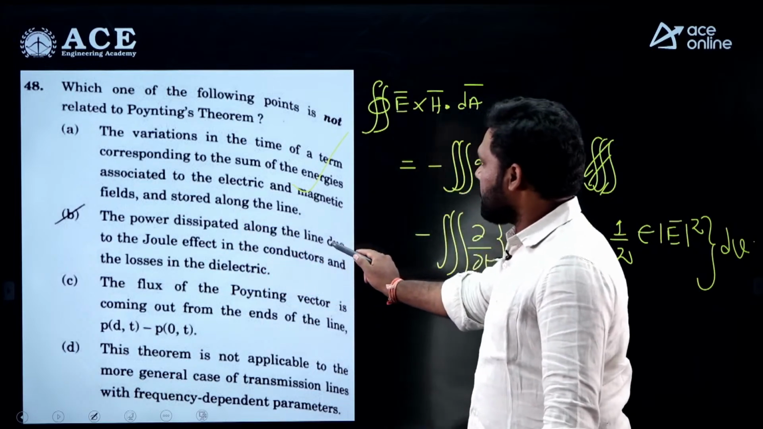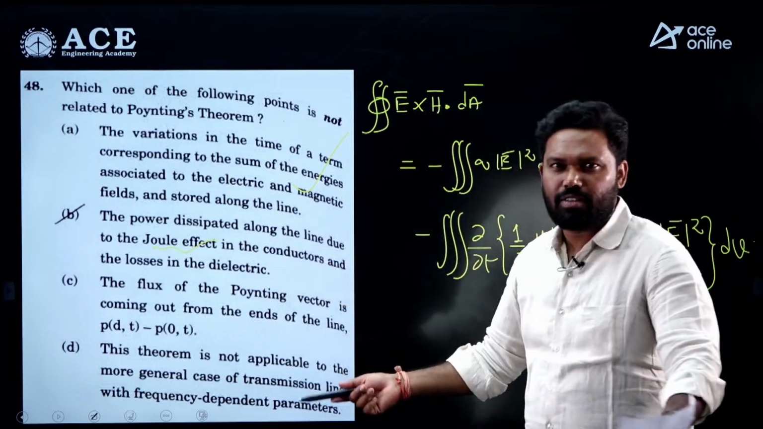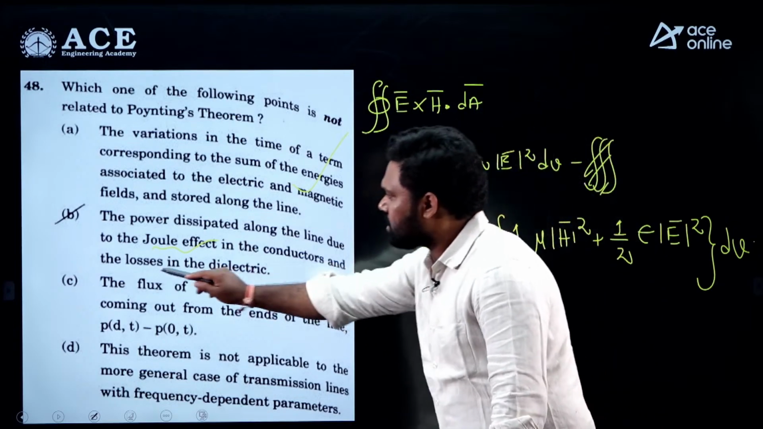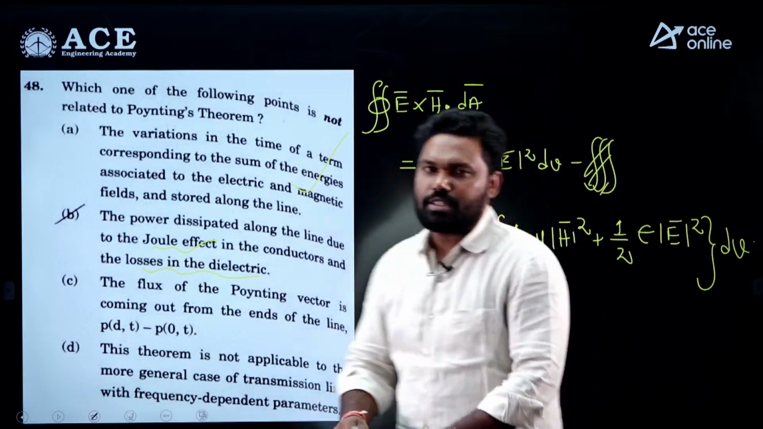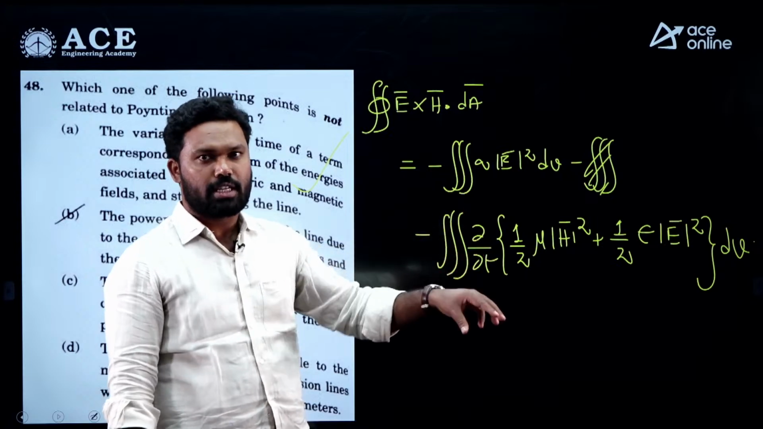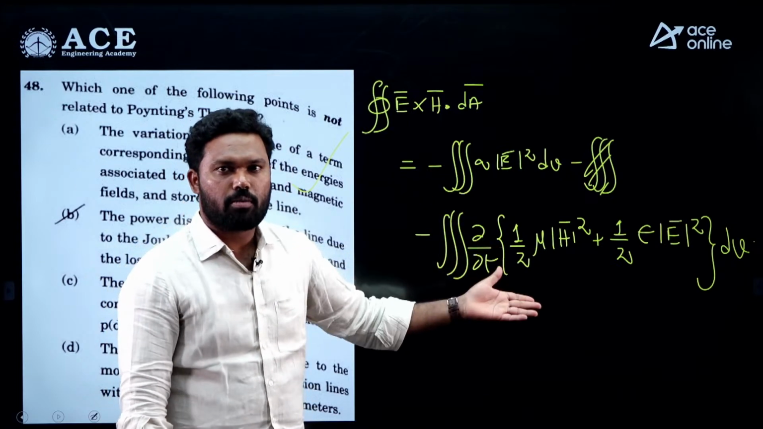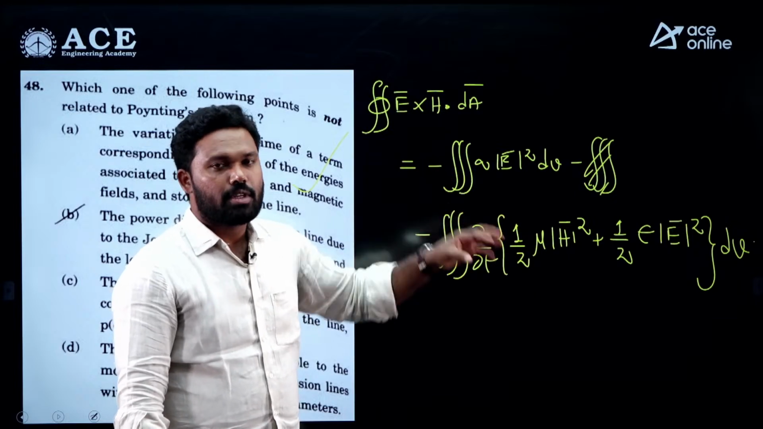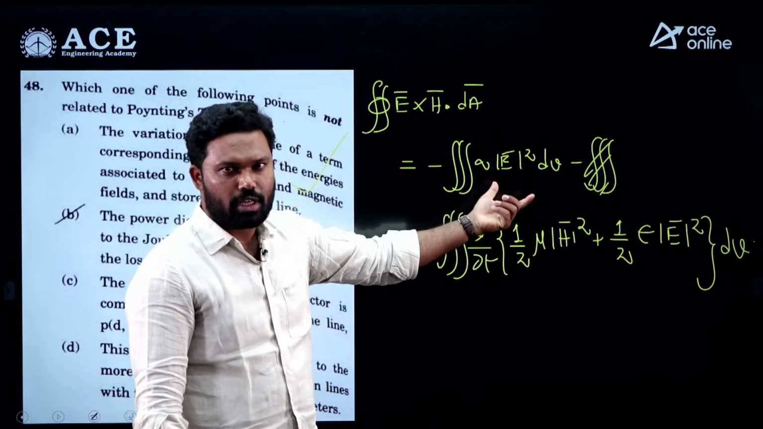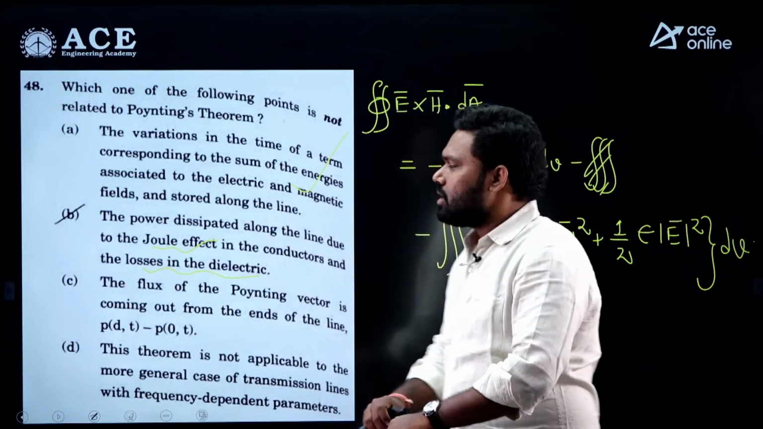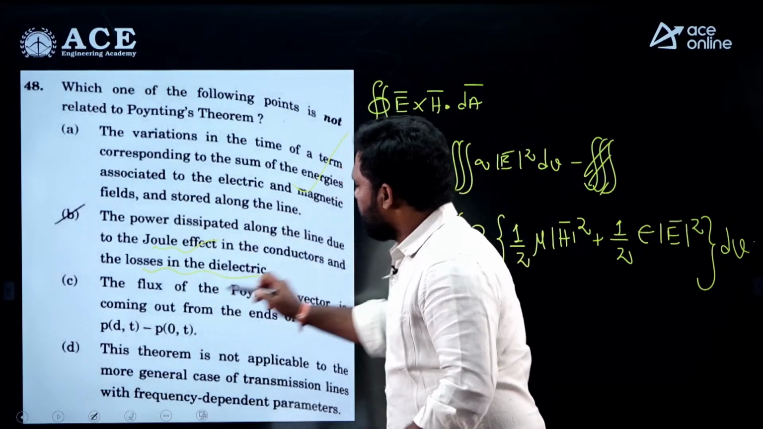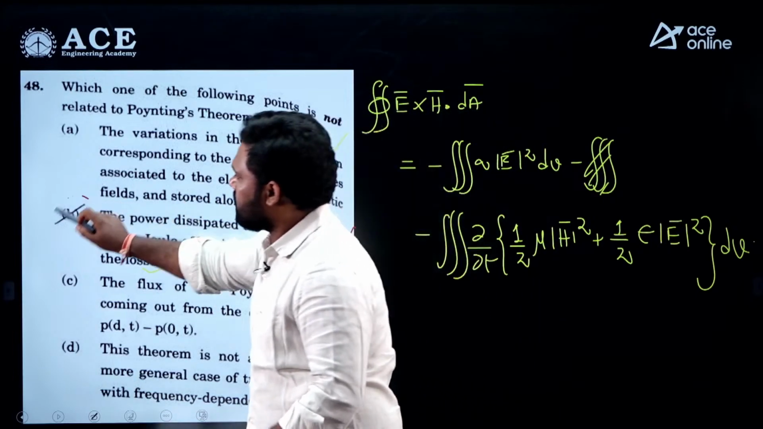The other one: power dissipated along the line due to the Joule effect, the heating effect, or dissipation one would say, in the conductors, and the losses in the dielectric. Yes, the losses in the dielectric. You can check this expression. It talks only about the energy stored in the electric field, the energy stored in the magnetic field, as well as the dissipation in the conducting medium. But this expression does not incorporate the losses offered by the dielectric medium. One can say that the losses offered by the dielectric medium can also be included in the Joule effect term itself, which is not described separately. So the more appropriate answer would be that option B is the wrong one. According to the question, this would be the answer, option B.